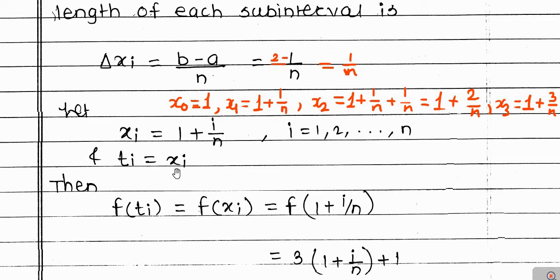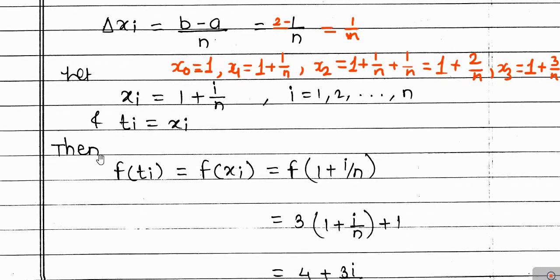By the definition we know that ti can be any point in the ith subinterval. Here we choose ti equal to xi, which means the right end point of the particular subinterval. So t1 equal to x1, t2 equal to x2, t3 equal to x3, and so on up to tn equal to xn. In such a manner we are choosing the point ti from the subinterval delta xi.